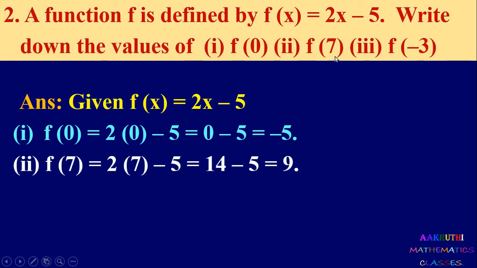So next we have to find f of 7. So that is, in place of x, substitute 7. So f of 7 is 2 into 7 minus 5. So 7 into 2 is 14. 14 minus 5 is 9. So therefore f of 7 is 9.